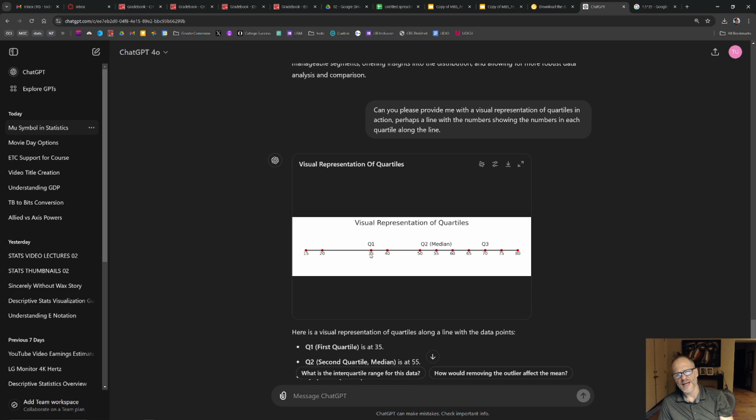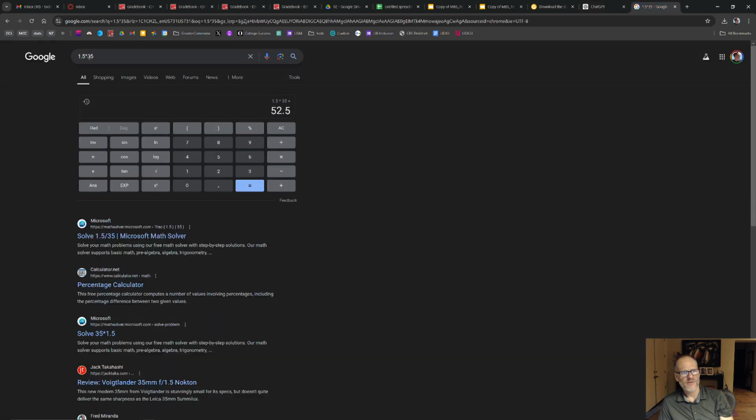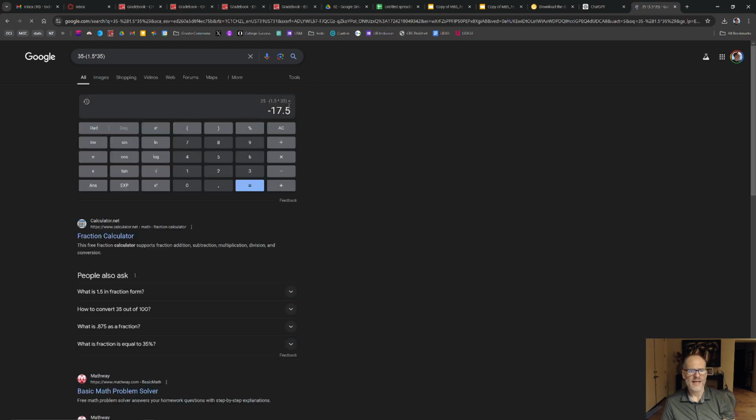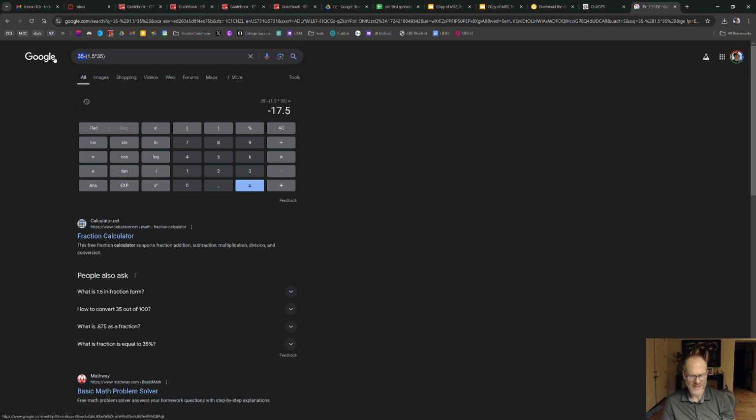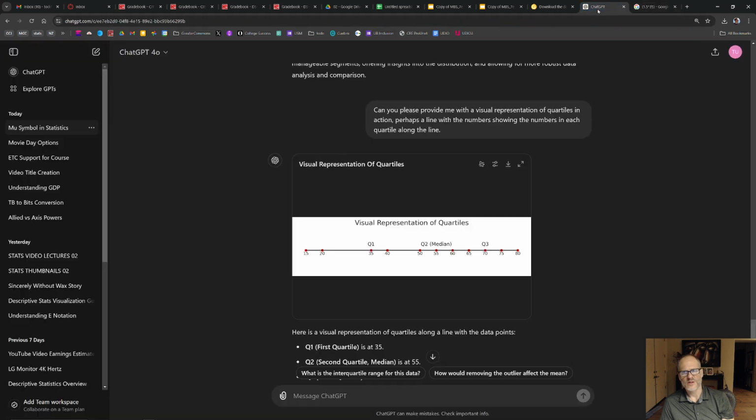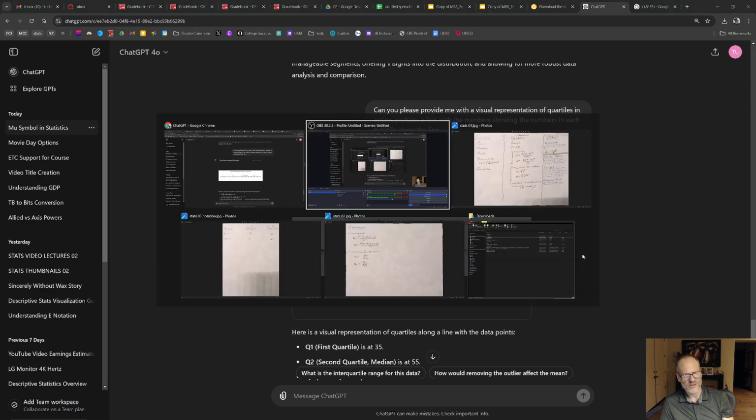If we have data, 35 minus 52.5 is negative 17.5. So if we have data that's beyond negative 17.5 out here, or if we have data that is more than, and 1.5 times 35 is 52.5, 52.5 plus 70, or 122.5, so if we have data that's beyond 122.5, we call that an outlier. And we determine that outlier by using the interquartile range.